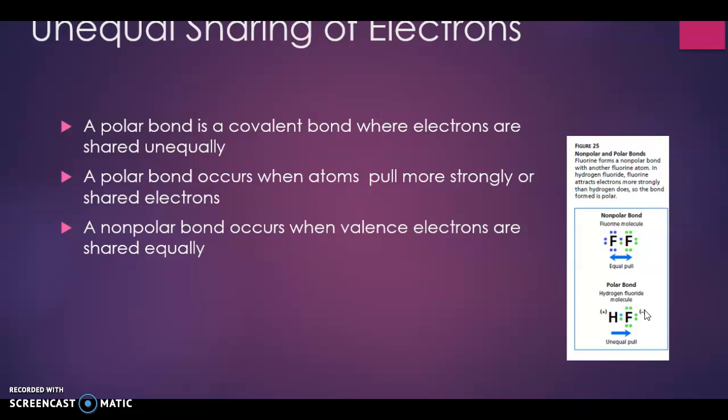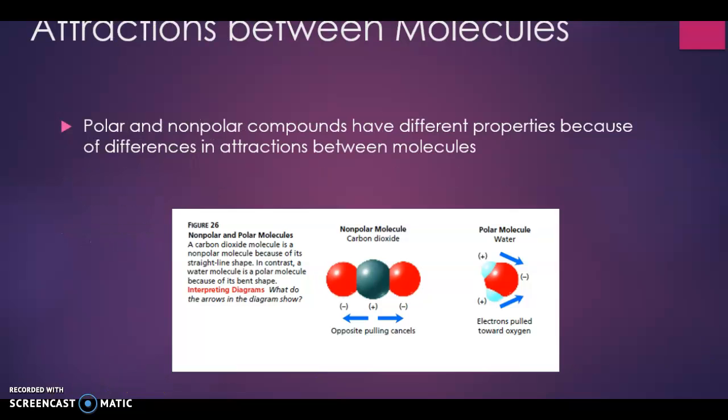So when we share electrons unequally, we have a polar bond, which causes a little bit more of a pull to one end or the other, which causes a slight charge on those molecules that are created. Obviously, they will have different properties because the attraction is slightly different. If they're just being pulled equally, like in the carbon dioxide molecule shown here, their opposite pulling cancels out. Those negative charges cancel each other out.